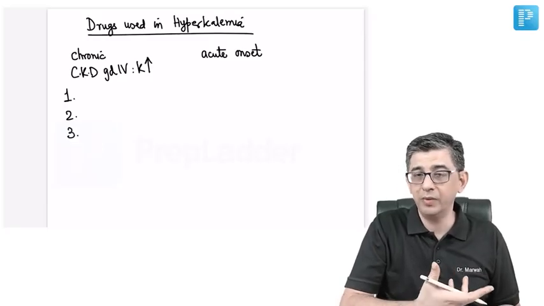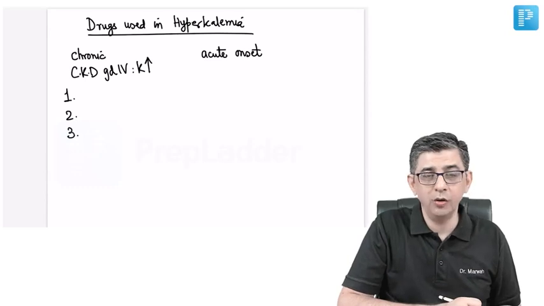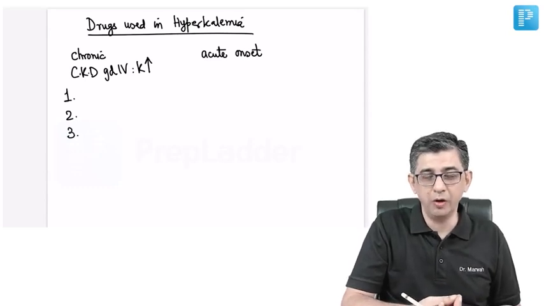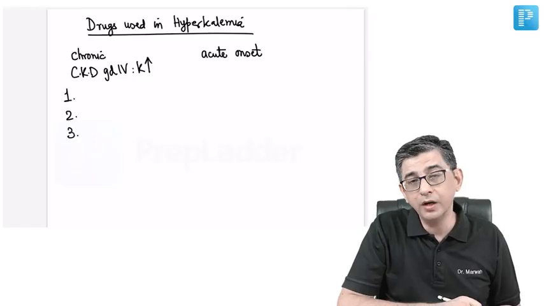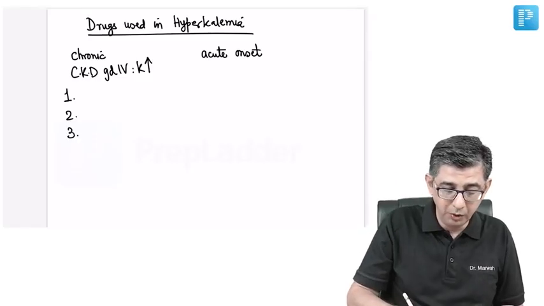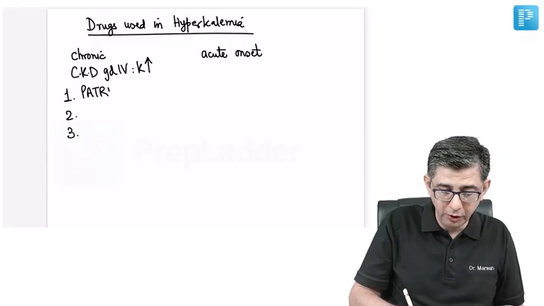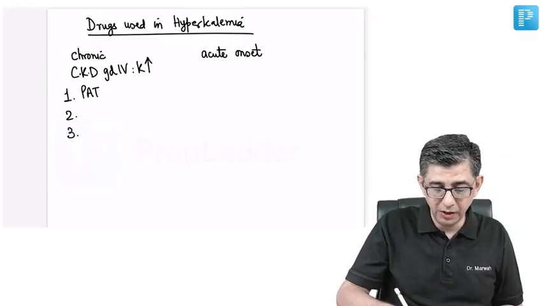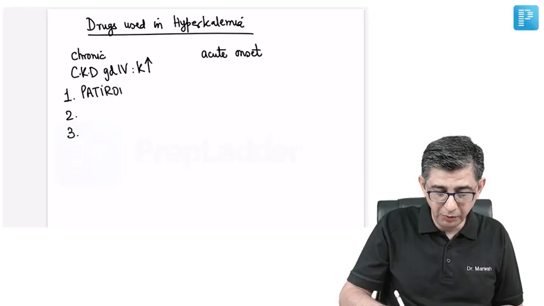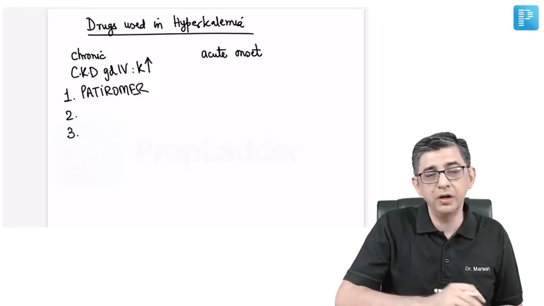All patients may not have been initiated on hemodialysis, and all patients may not be able to, or may not be willing for it also. So what are the drugs that you can use for chronic hyperkalemia? Then the drugs to be remembered here would be one, patiromer. The textbook will use the word novel agents per se. So the first answer that you would be giving for the chronic version is patiromer.